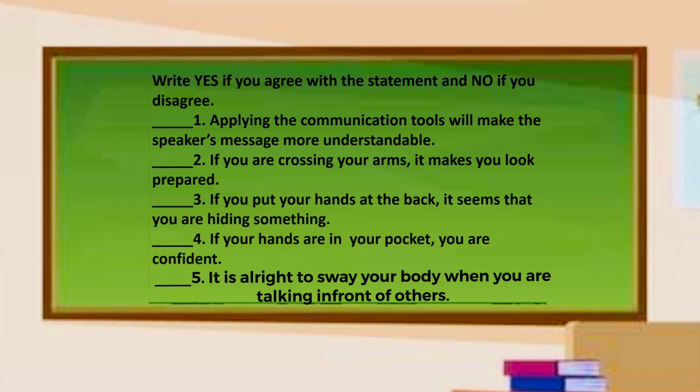Let's start. Number 1. Applying the communication tools will make the speaker's message more understandable. Number 2. If you are crossing your arms, it makes you look prepared. 3. If you put your hands at the back, it seems that you are hiding something. 4. If your hands are in your pocket, you are confident. And number 5, it is always alright to sway your body when you are talking in front of others.